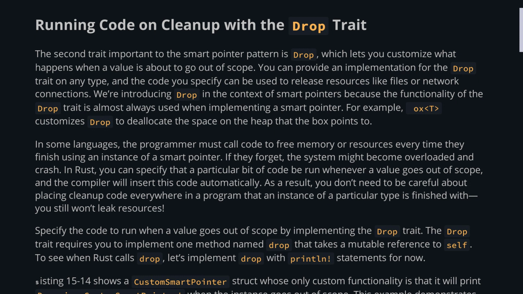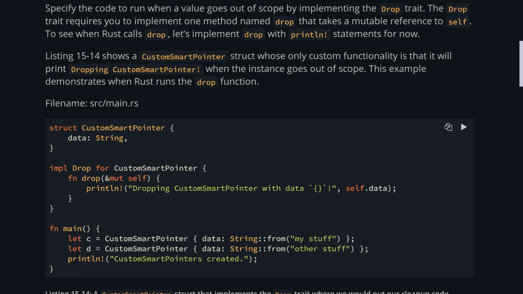Specify the code to run when a value goes out of scope by implementing the Drop trait. The Drop trait requires you to implement one method named drop that takes a mutable reference to self. To see when Rust calls drop, let's implement drop with println! statements for now. Listing 15-14 shows a custom smart pointer struct whose only custom functionality is that it will print "Dropping CustomSmartPointer!" when the instance goes out of scope. This example demonstrates when Rust runs the drop function.